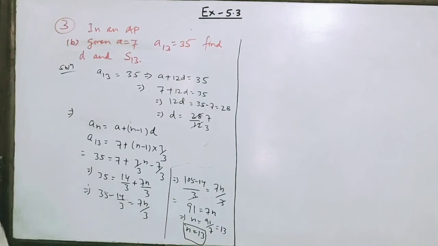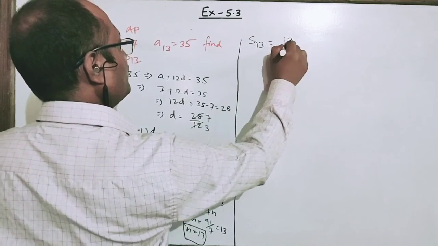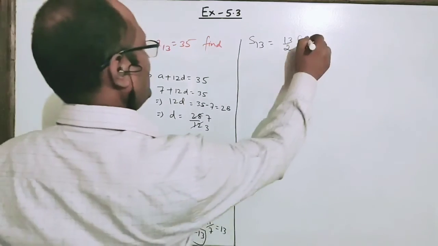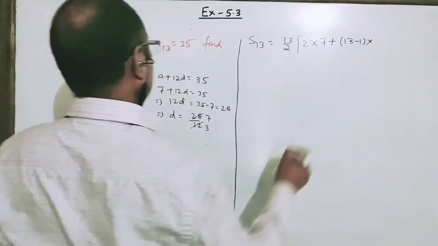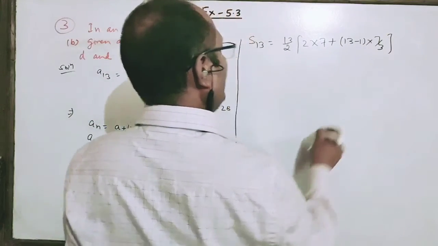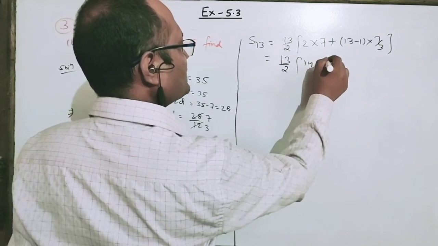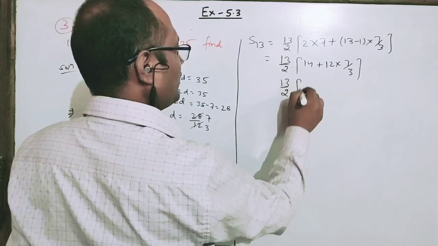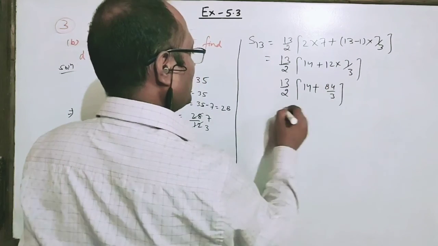n equals 13. Now find out S13. S13 equals 13 by 2 into 2a. a means what? a is 7. 2 into 7 plus (13 minus 1) into d. d is already 7 by 3, we have already found out. So it is 13 by 2 into (14 plus 12 into 7 by 3). 13 by 2 into (14 plus 84 by 3).